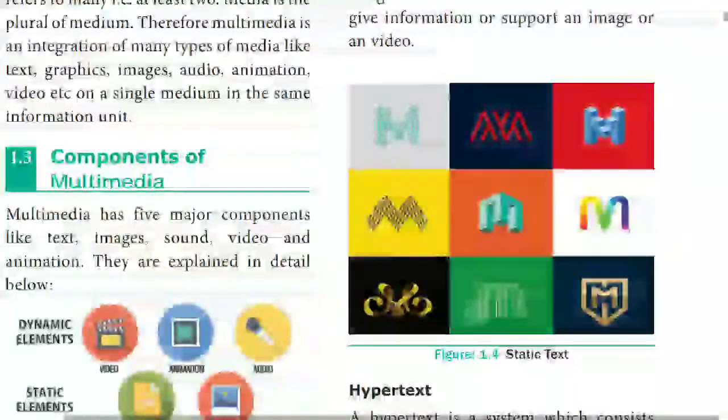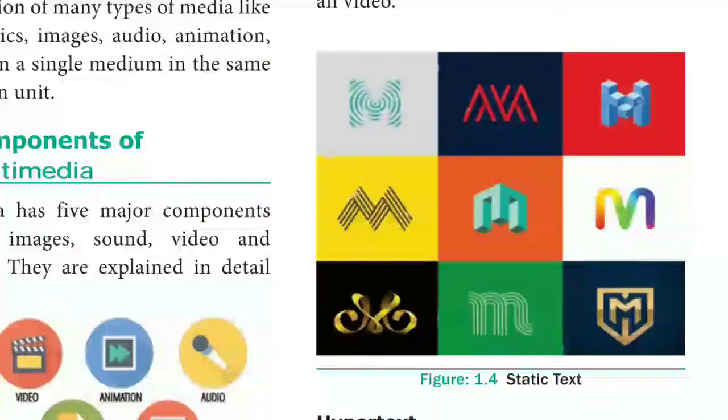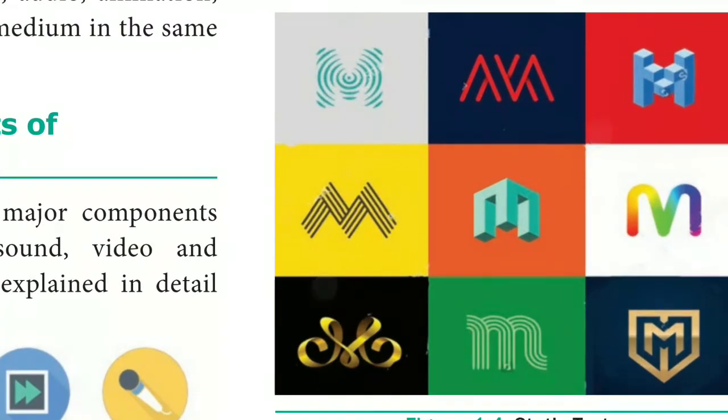These are all the different logos or different styles of text. The same thing here: the letter M is created, but you can see that it is in a different form. That is static text.